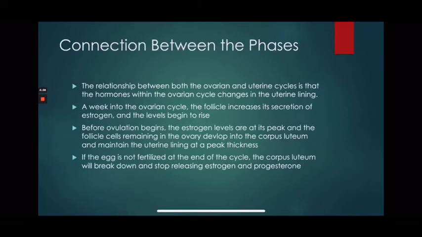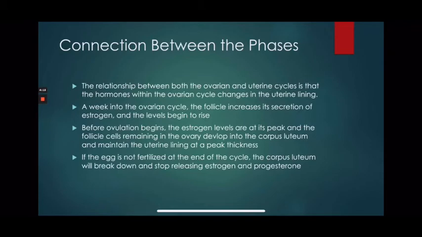A week into the ovarian cycle, the developing follicle increases its secretion of estrogen, and the levels begin to rise. The hormone triggers the cells of the uterine lining to become thicker. Before ovulation begins, the level of estrogen in the body is at its peak, and the follicle cells remaining in the ovary develop into the corpus luteum and maintain the uterine lining at a peak thickness, which prepares the embryo for implantation.